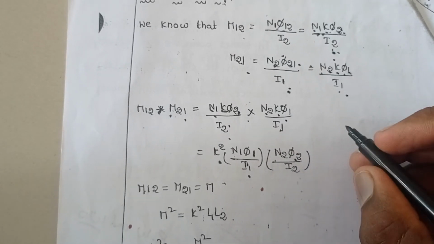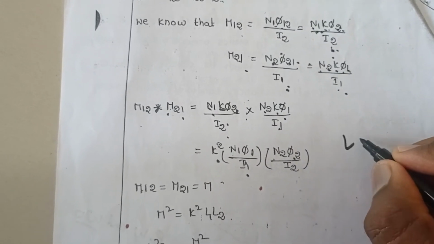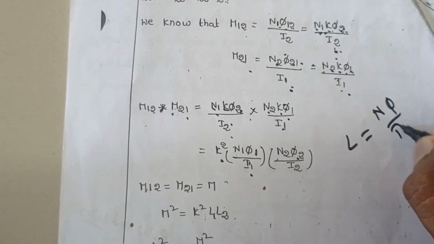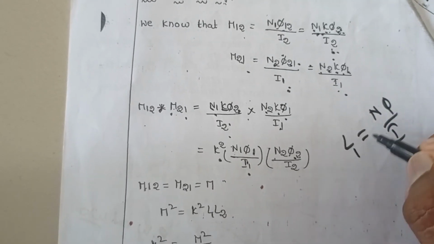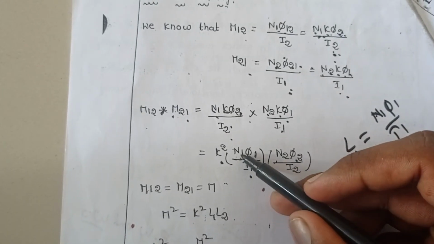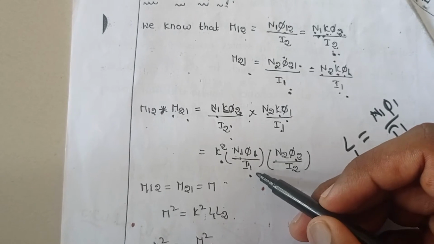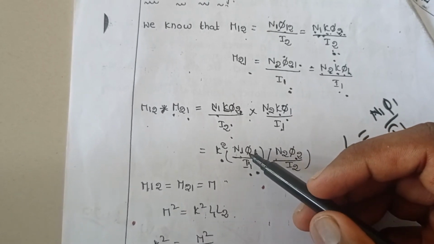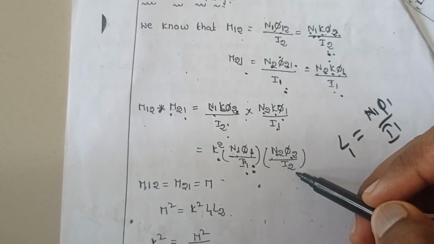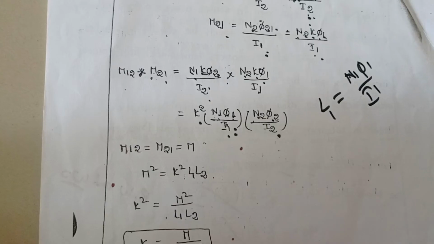We know the self-inductance L is equal to N φ by I, where L1 equals N1 φ1 by I1. Here we have N1 φ1 by I1, which we can represent as L1, and N2 φ2 by I2 we can represent as L2.